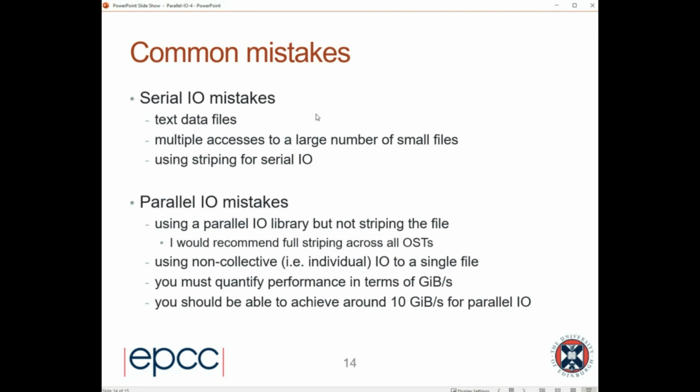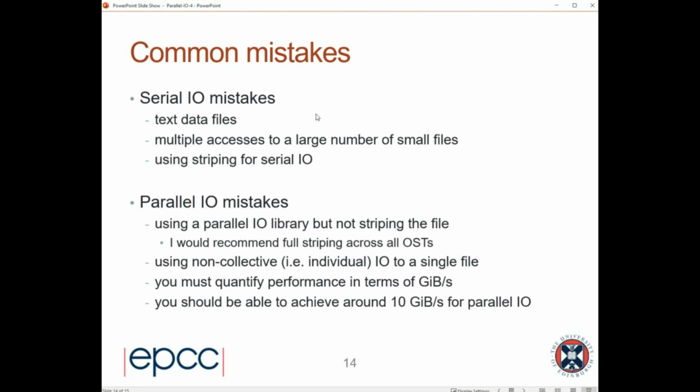So then people switch to parallel I/O, maybe use MPI-IO or HDF5, and then the classic issue we see there is using a parallel I/O library but not striping the file. We saw that for MPI-IO, if you didn't stripe the file, then you got no scalability as you increase the number of nodes. And actually, I would recommend full striping across all OSTs. On Archer, where we have 50 OSTs, you could argue that full striping was overkill and introduced its own overheads.